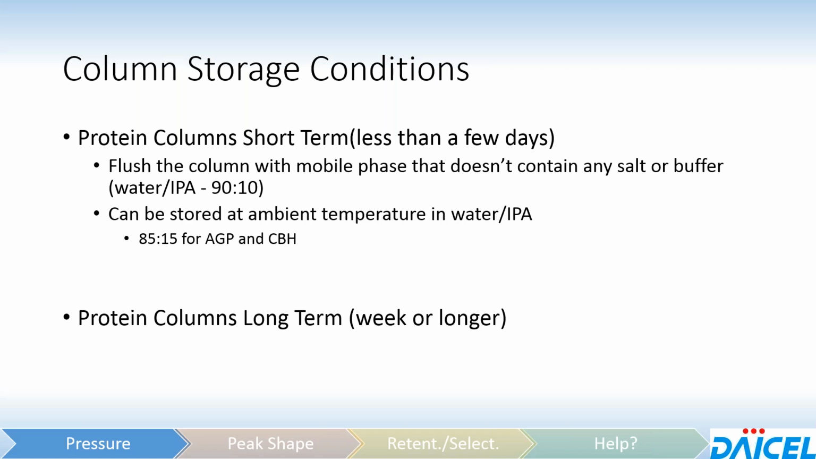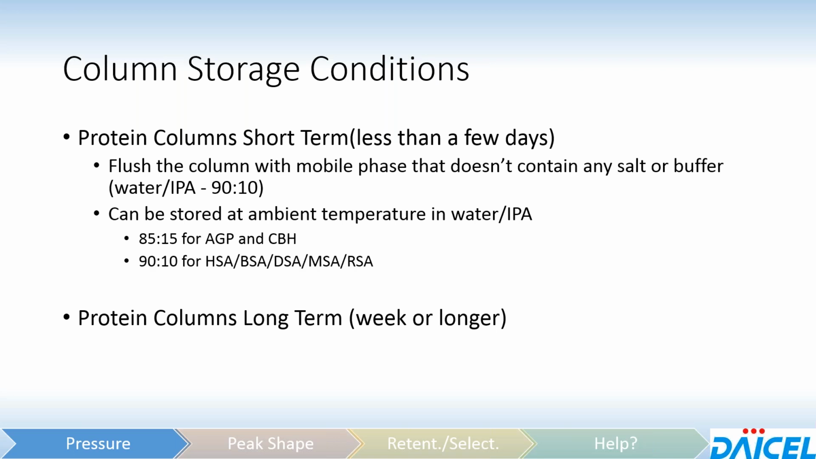For the storage, then you want to store it in the water IPA mixture. It's a little bit different though for the different protein selectors. So for your AGP and your CBH columns, after you flush with 90-10 water IPA, you want to make sure that you flush with 85-15 water IPA, and then that is what you can store it in at ambient temperature.